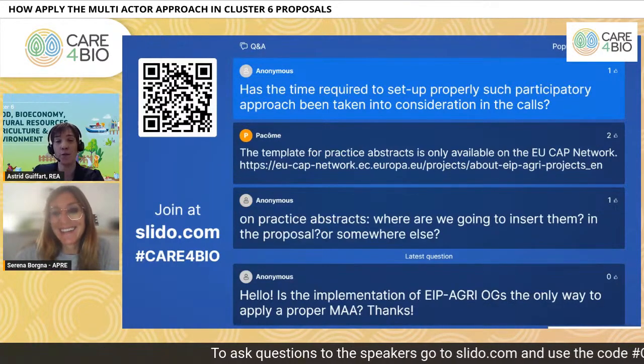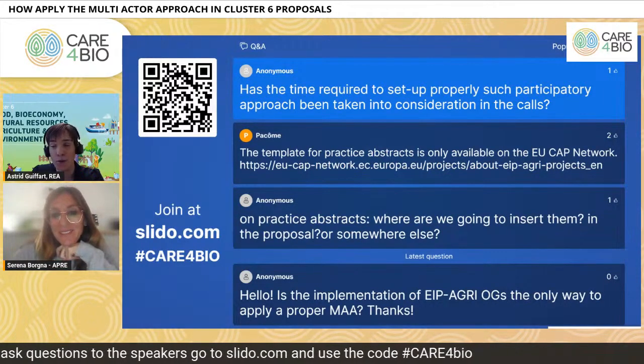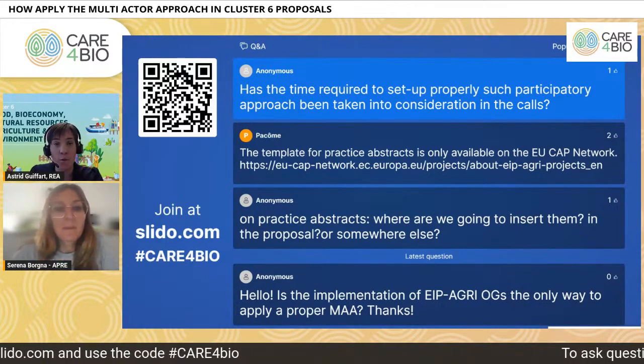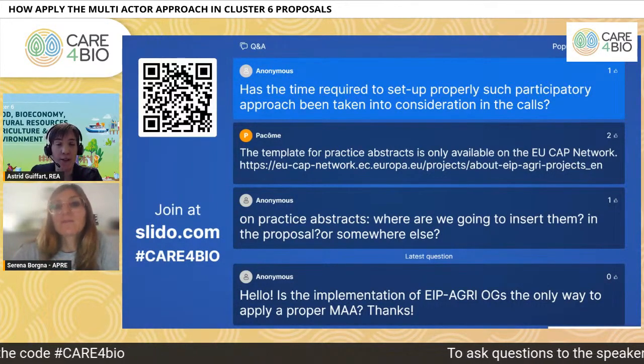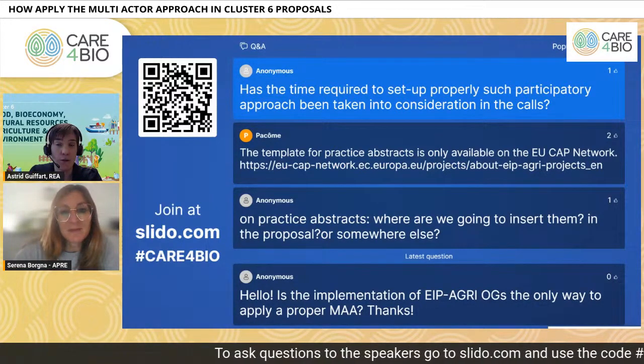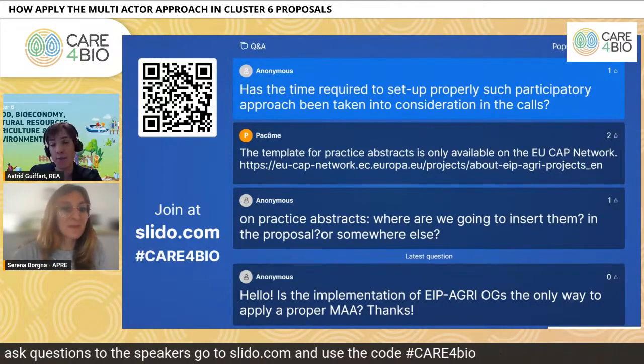Well, no, because I don't see it in the evaluation criterion. So of course, the quality of the proposal will depend on the effort put in the preparation. But this is not an evaluation criterion. This is not something that we can assess. But I would say delivering quality usually takes time and effort. Yeah.